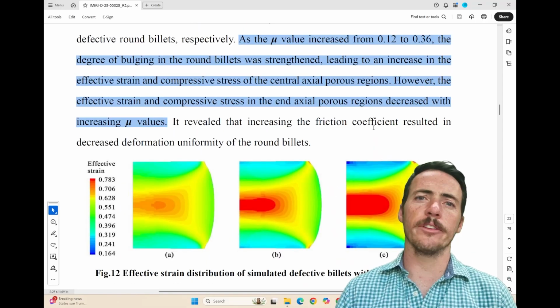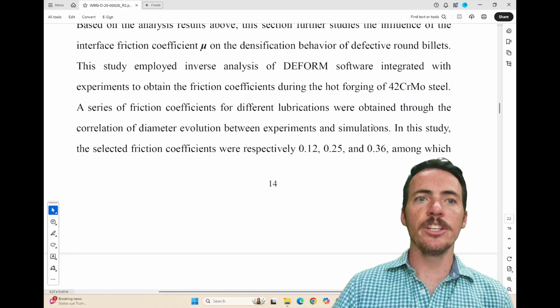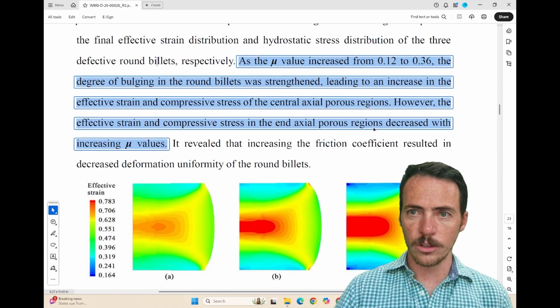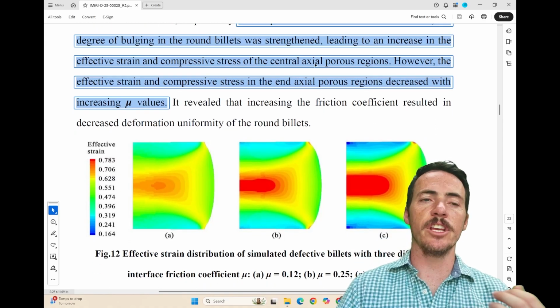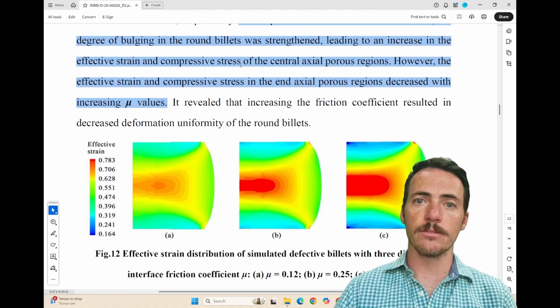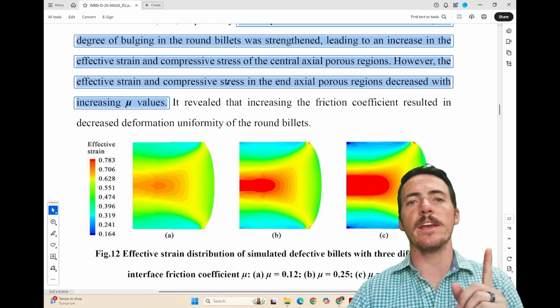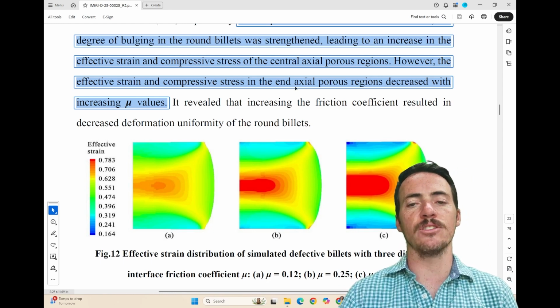One of the things that they modeled in this paper was the effect of friction, right? So you can have different levels of interface friction in the material. And as they increased it, let's see, from 0.12 all the way up to 0.36, the degree of bulging changes. There's an increase in the effective strain and the compressive stress in the central region. But the effective strain and the compressive stress actually decreased in the axial region.